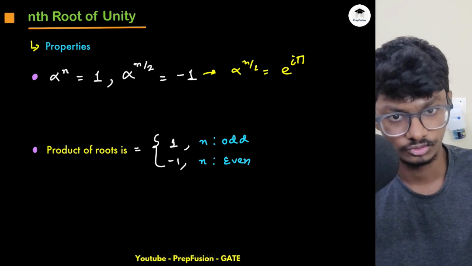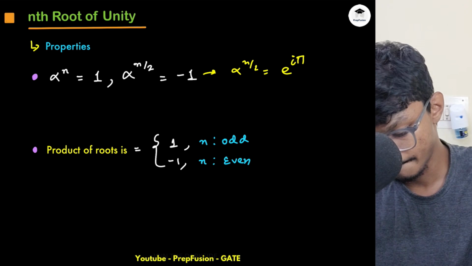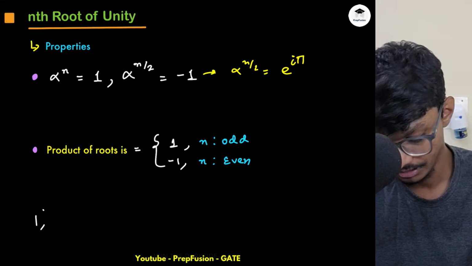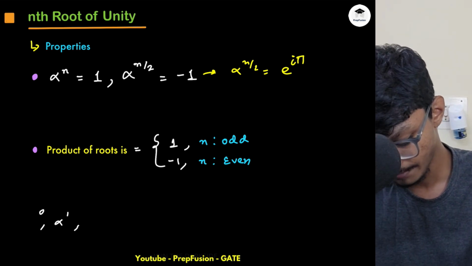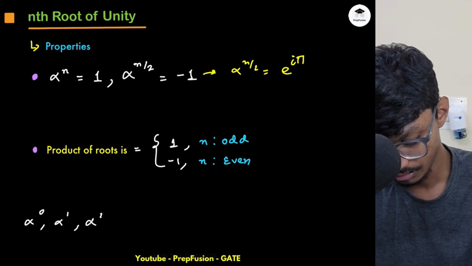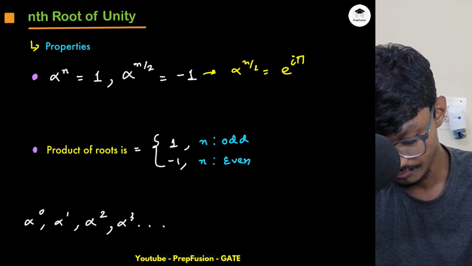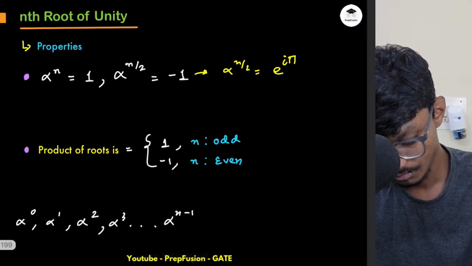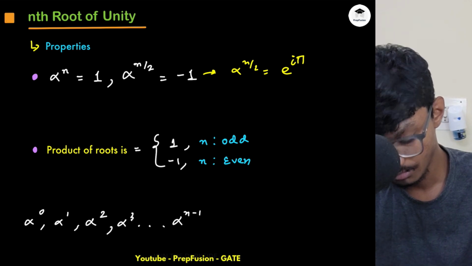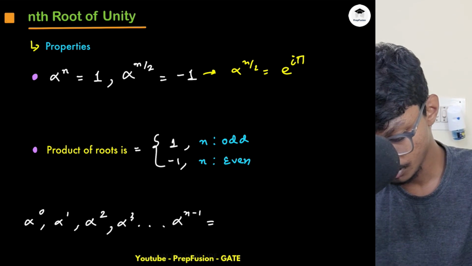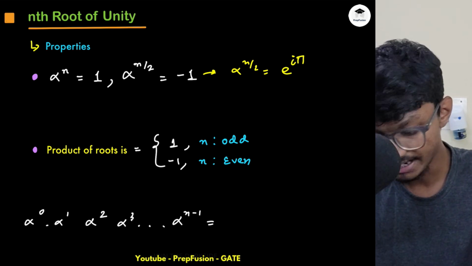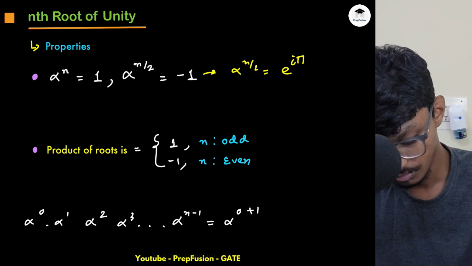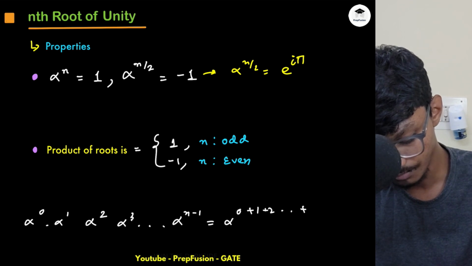What will be the product of roots? I can derive the formula for the product of roots. So let me write the roots: alpha raised to power 0, then alpha raised to power 1, alpha square, alpha cube, and it goes on until alpha raised to power n minus 1. Now if I multiply these, the powers will get added. So this will be alpha raised to power 0 plus 1 plus 2 up to n minus 1.